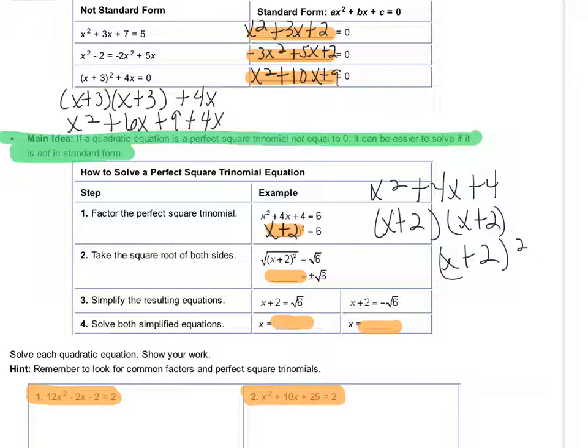And then it says take the square root of both sides. It's the only way to get rid of a square. So on the left side, you'll be left with just x plus 2. And then to simplify the resulting equations, move the 2 to the other side, so it would just be a minus 2 on both sides. So x plus 2 equals the square root of 6 becomes x equals the square root of 6 minus 2. And then x plus 2 equals negative square root of 6 becomes x equals negative square root of 6 minus 2.